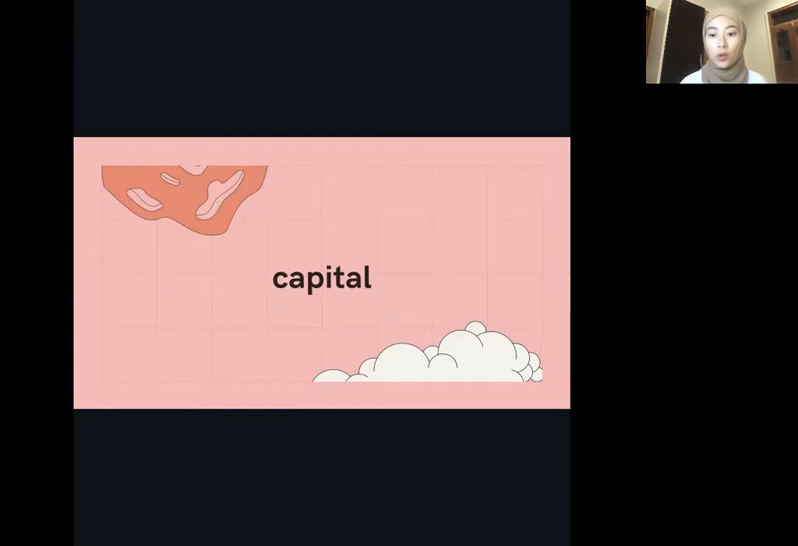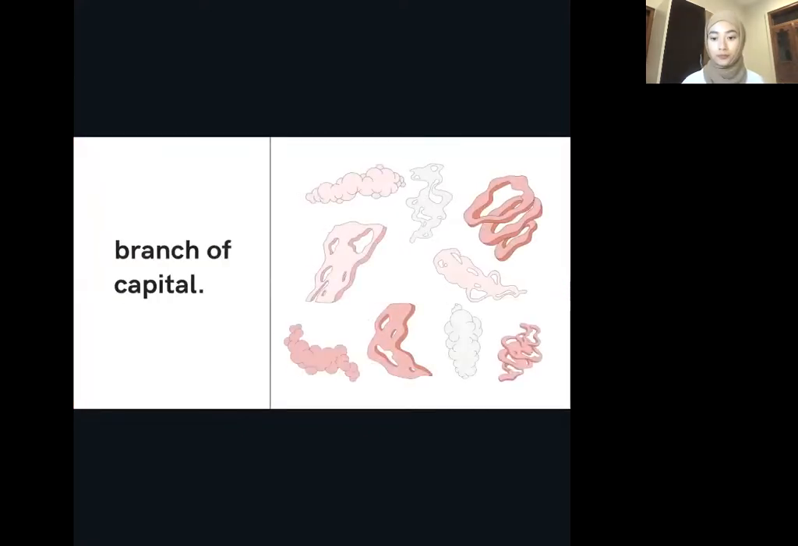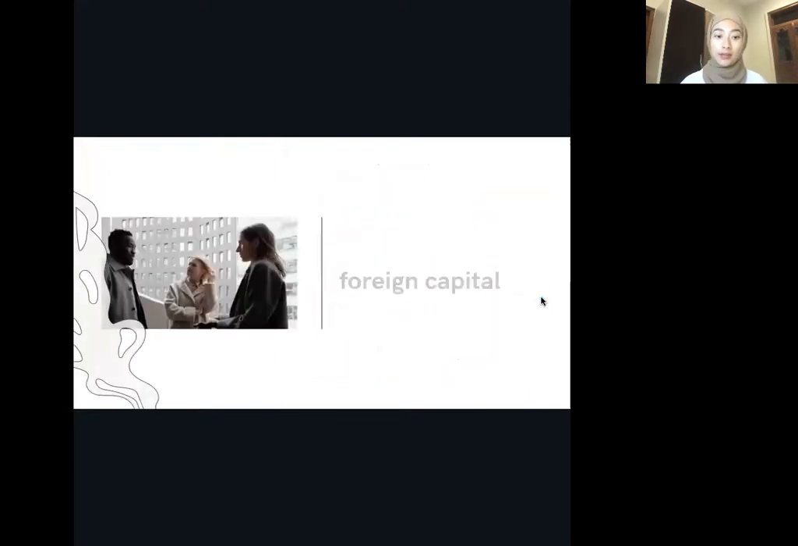The next is capital. Capital that conducts investment activity is in the form of cash or other than cash that is owned by the investor and has economic value. Next I will explain the branches of capital. The branches of capital are also divided into two parts, which are foreign capital and domestic capital.